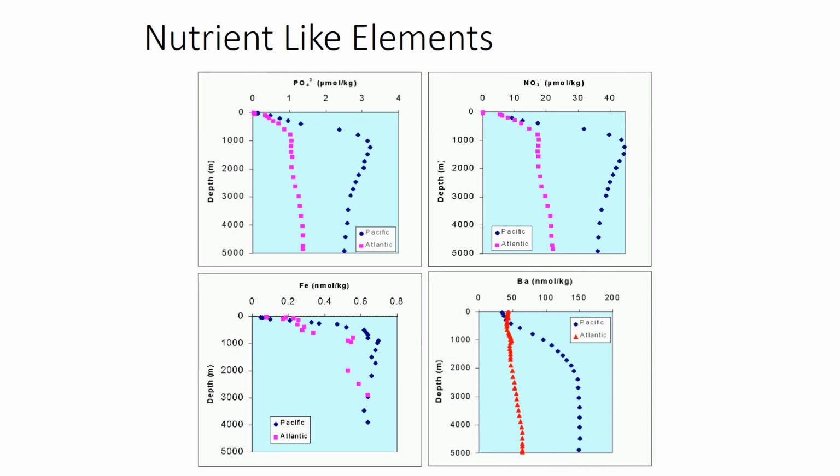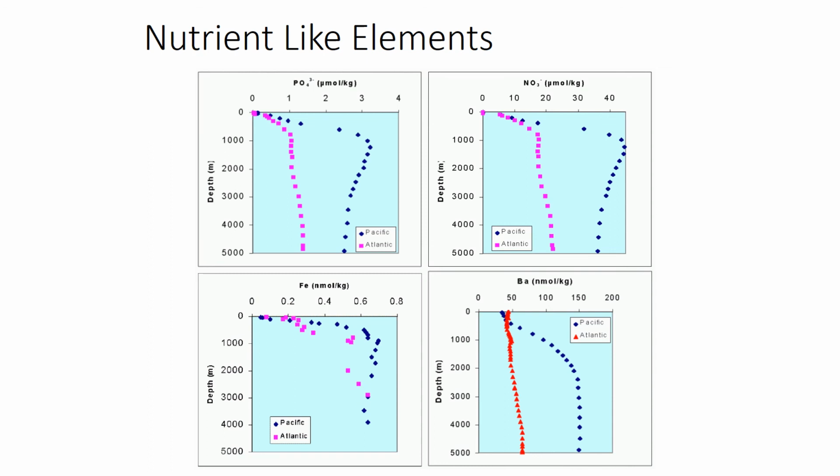Any biological activity happens at the surface of the ocean because that's where the light is. Okay, so photosynthesis requires light. So nutrients get used up in the surface ocean. They then sink down to depth, and they release those nutrients back into the water when the organic matter gets used up.